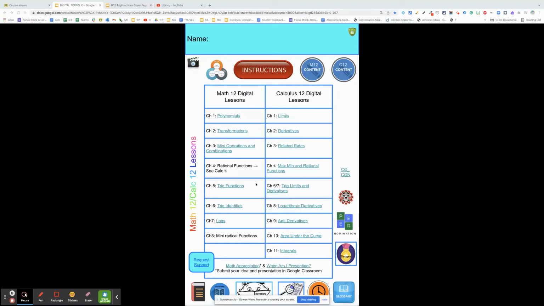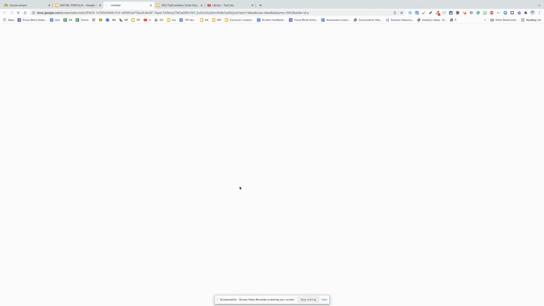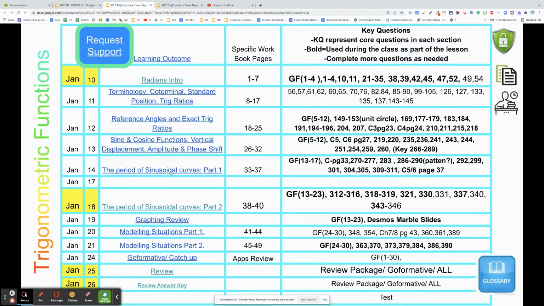Okay, friends, we're going to continue looking at trig functions. I think we're on lesson 4 or 5. Lesson 5. We are going to look at the period of sinusoidal curves, and great questions to look at would be on pages 33 to 37 in your Math Beacon guidebooks.